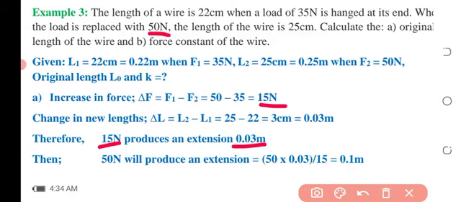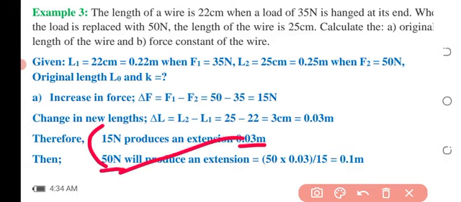Now, if the change in force 15 Newton will produce an extension of 0.03 meter, what extension will a 50 Newton produce? Remember that this is directly proportional, that is F is directly proportional to E, which means as F is increasing, E is also increasing. So that's why we were able to apply the direct proportionality approach here. That is 50 Newton is producing 0.03 meter extension. So 50 Newton will produce what?